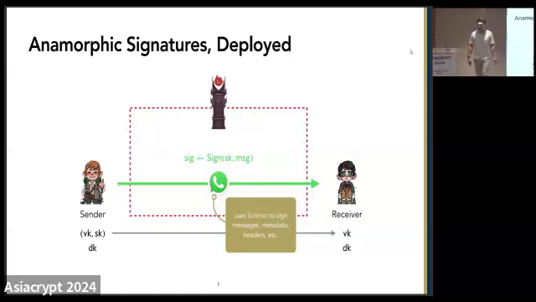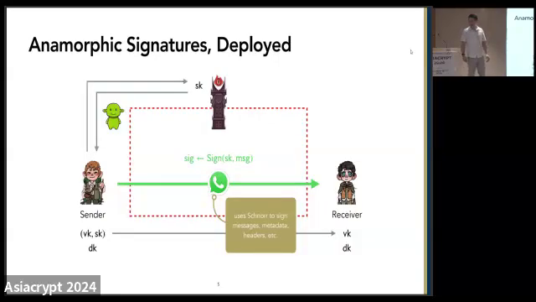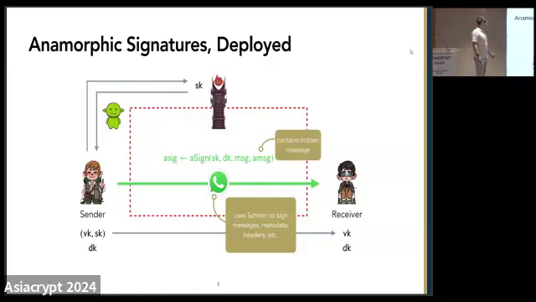How do these get deployed? We might have a sender and receiver who are using a signature scheme, for example, in WhatsApp. WhatsApp uses Schnorr to sign messages, metadata, headers, and other information, represented by the signature up above. Now the sender and receiver live in an authoritarian setting under a dictator, and this dictator can take, for example, the sender's signing key. So the sender instead uses an anamorphic signature that looks exactly like Schnorr, but hides an anamorphic message within it, and the receiver is able to decrypt.